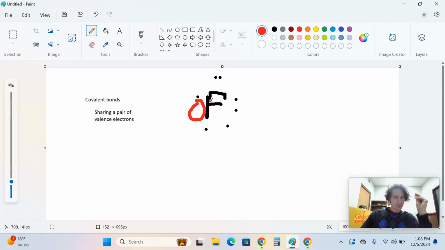Like fluorine will be complete. He would get to behave like neon. He would gain a large amount of neon's stability by having his eight valence electrons. Remember this idea that eight is like the magic number. Okay, it's called the octet rule.